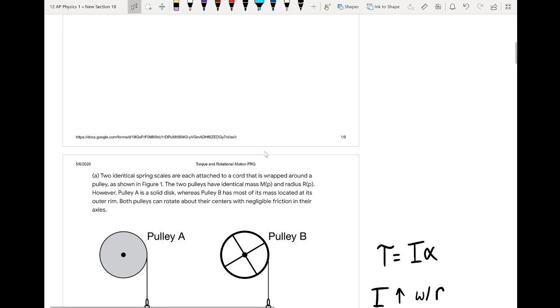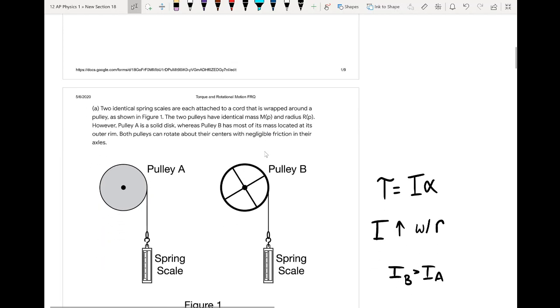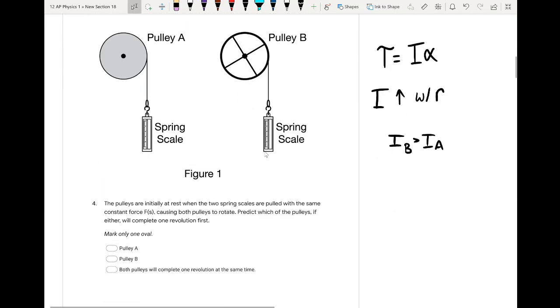So we start off, we say two identical spring scales are each attached to a cord that is wrapped around a pulley as shown below. The two pulleys have identical masses M_P and radius r sub p. However, pulley A is a solid disk, whereas pulley B has most of its mass located at its outer rim. Both pulleys can rotate about their centers with negligible friction in their axles. So we're pulling down with the same amount of force.